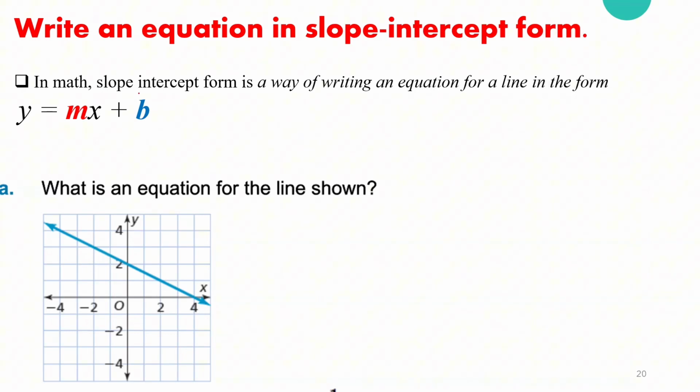So in math, slope-intercept form is a way of writing an equation for a line in the form y = mx + b, where m represents the slope and b represents, let me just write it here, the y-intercept.